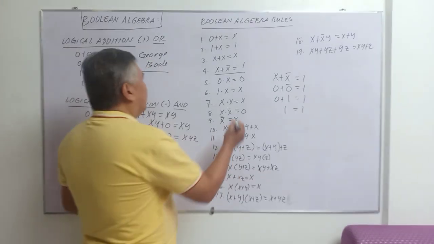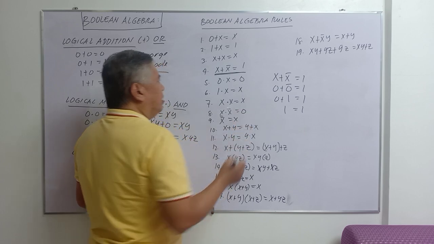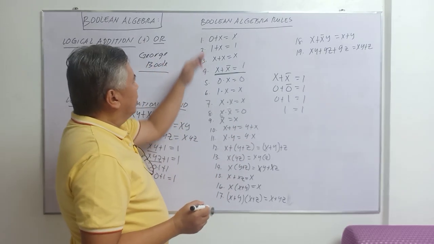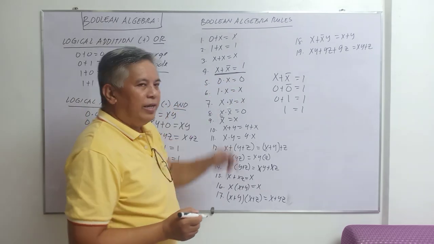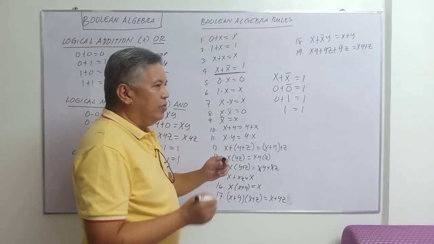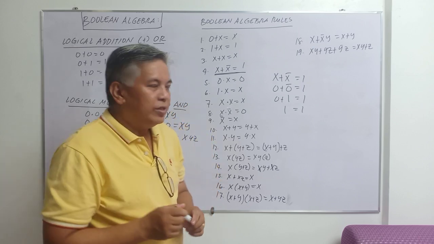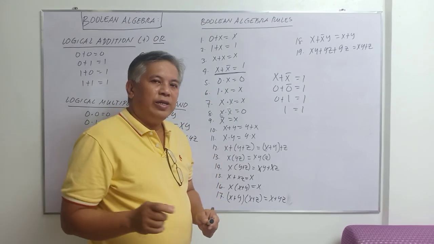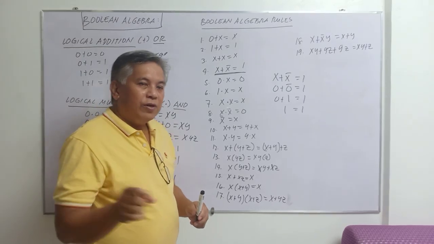So, okay, I will underline the numbers here which can be used only for a single variable. Those rules here without an underline means that it can be used for a single variable or variables. But if it is underlined, that can be used only for a single variable.